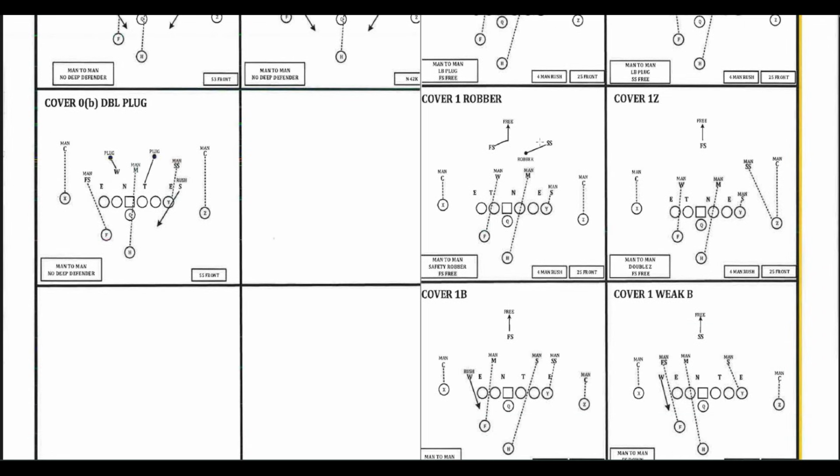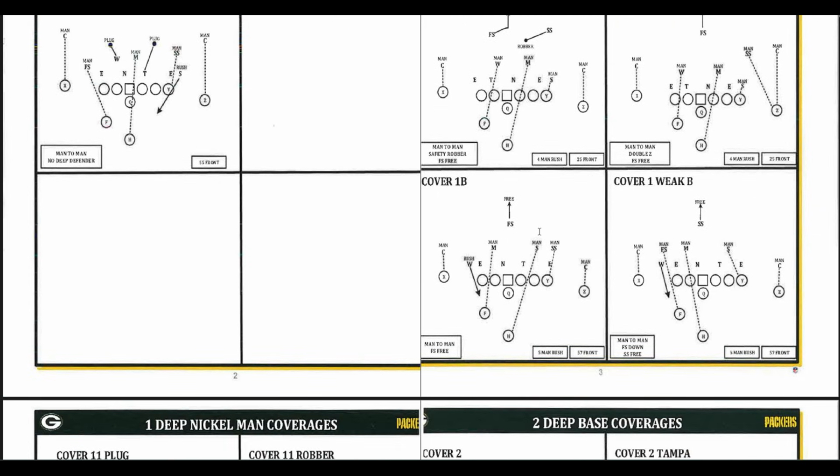Cover 1 robber, one of the safeties comes down, he's that robber. Cover 1 Z, you've got a bracket coverage on the Z. You've got cover 1B, which is a blitz from the Will. Cover 1 weak B.